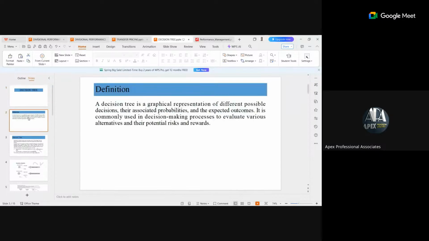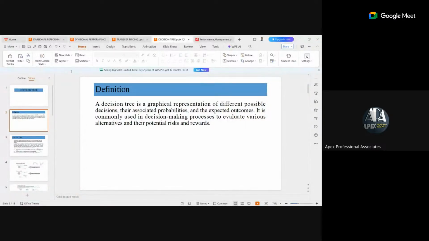Risk and uncertainty. So it's a graphical tool used in decision making under risk and uncertainty. It helps businesses. It can even help individuals to evaluate different choices by considering probabilities, potential outcomes, and associated risk.